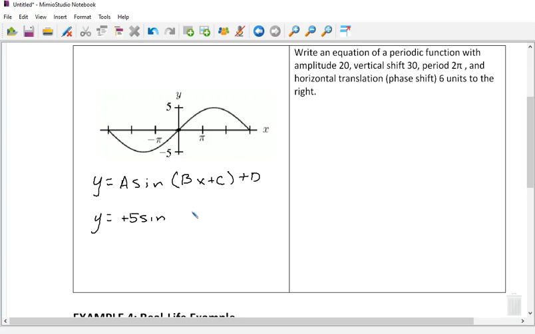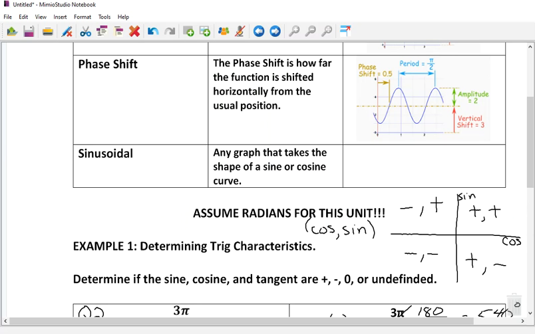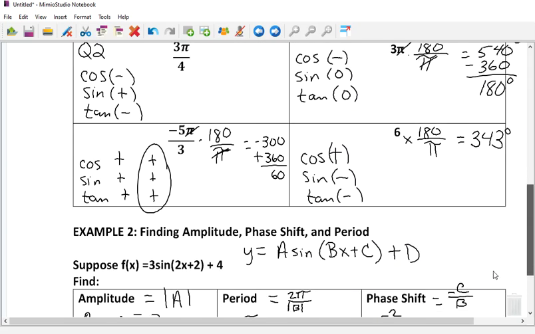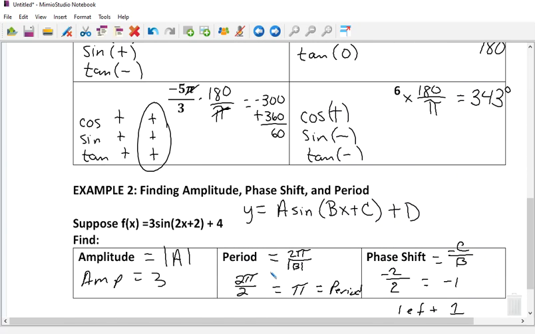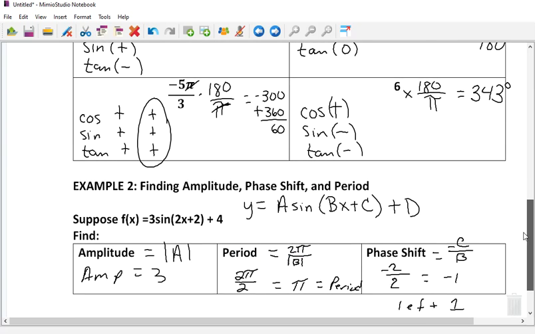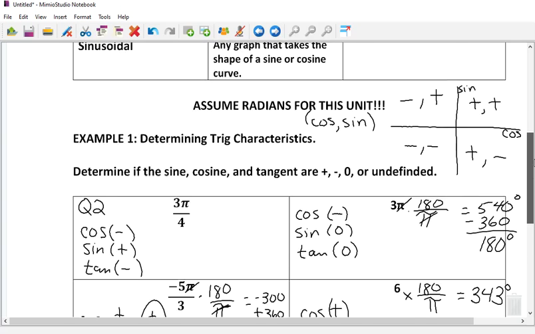Okay. I have a question, kids. What does b affect? Well, if I go back here, don't we use b to help us figure out the period? Would you agree with that? Yes. Okay. So the period is defined as 2 pi over what here, kids? Okay, 2 pi over the absolute value of b.